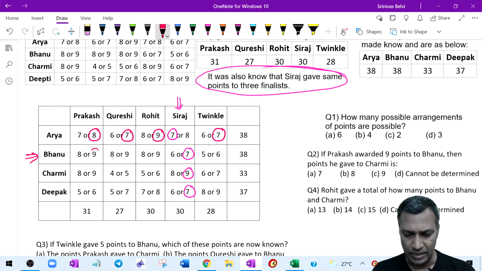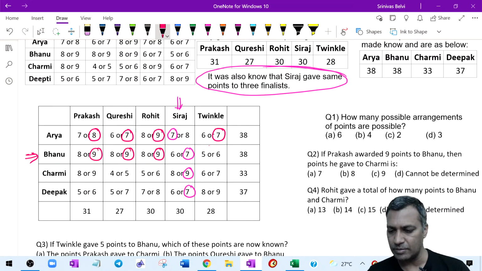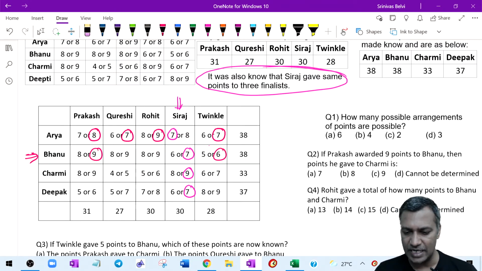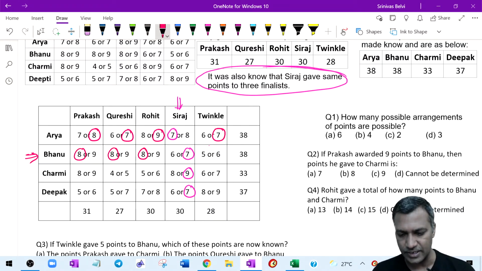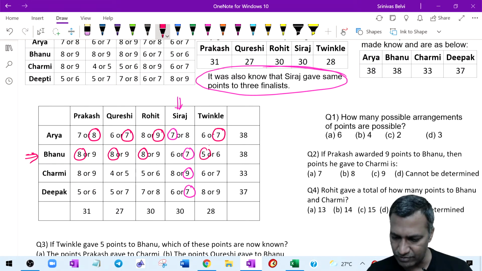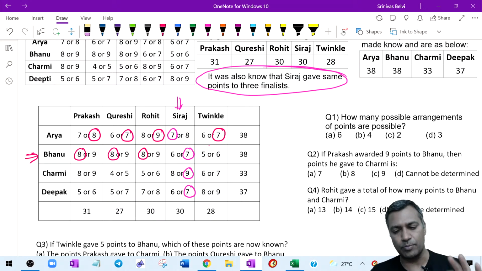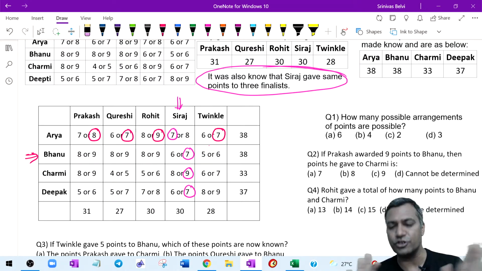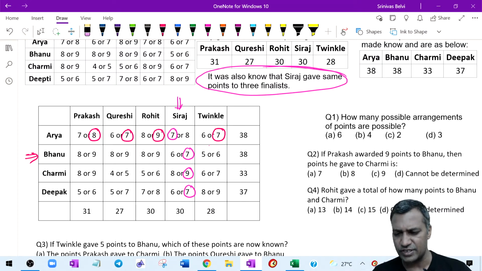I will just tell you, 9 plus 9 plus 9 is 27. 27 plus 7, 34. 34 plus 6, 40. So if I take the minimums here, 8 plus 8 plus 8 becomes 24. 24 plus 7, 31. 31 plus 5 will become 36. There is a problem, which means I have to do a little bit of permutation and combination, without which it may not be possible.